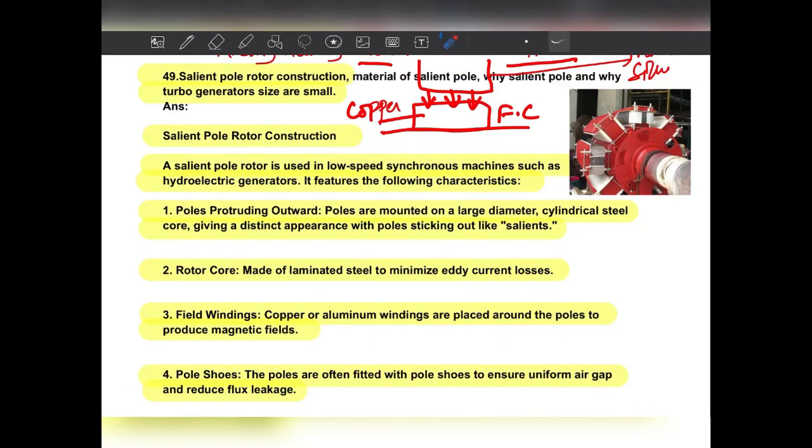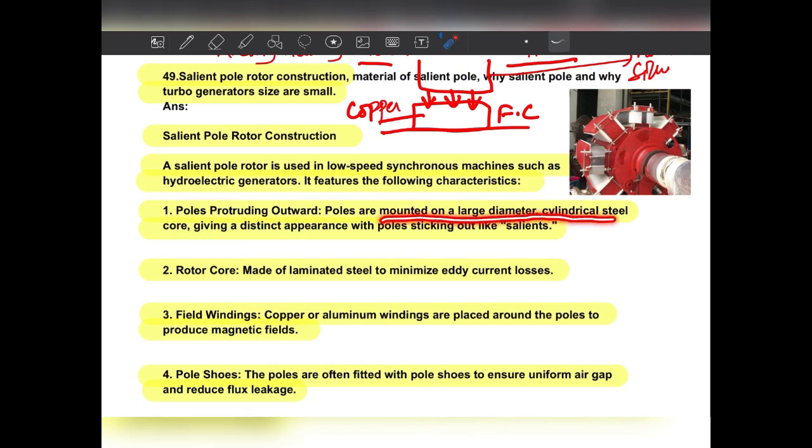Salient pole rotor construction, you just read this one, I don't need any other explanation. The salient pole rotor is a low speed synchronous machine, I already explained before. It is basically used in hydroelectric generators. The poles are protruding outward. Here you see them protruding outwards.